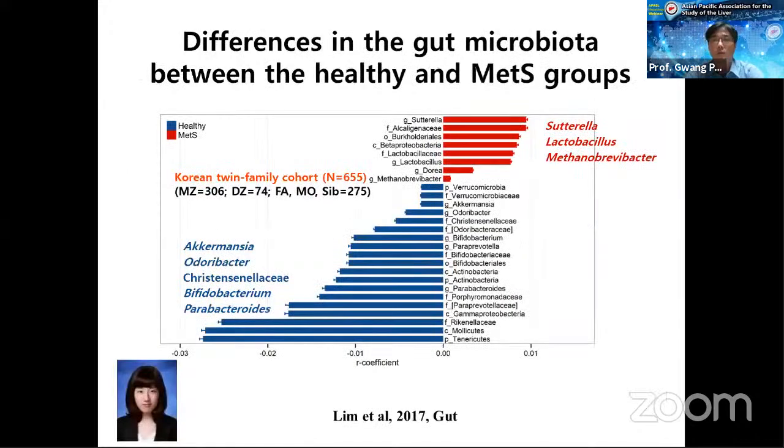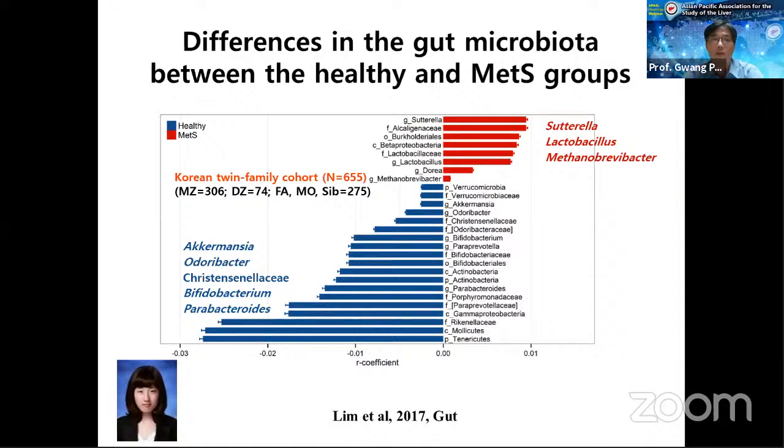I want to move on to the second study of our talk. A number of years ago, we published the particular strains of the gut microbiota that differ between the healthy and the metabolic syndrome groups. The group has been investigating the effect of microbiota using the Korean twin cohort, which is over 3,000 Korean twins in Korea. The advantage of using twins is that we can adjust for human genetic factors, and then we can see the effect of specific gut microbiota on the particular disease of interest.